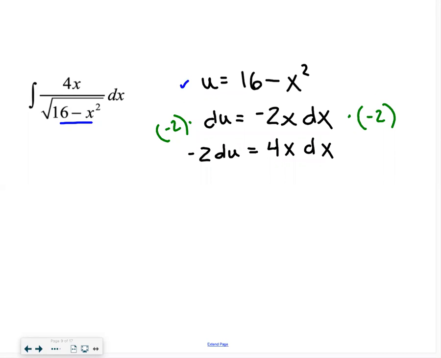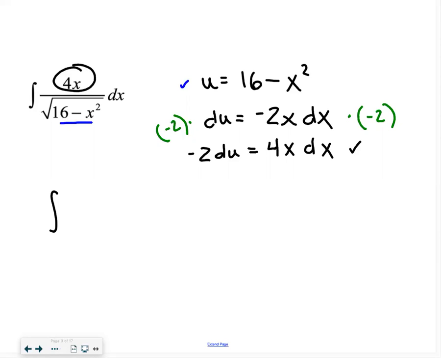Okay, so if you got to this point, you would have had to multiply both sides by -2 to match what you see up there. You wanted to get to a positive 4x dx, which is what I have right here. So that's good. My 16 minus x squared is covered, my 4x dx is covered. I just have to rewrite it.